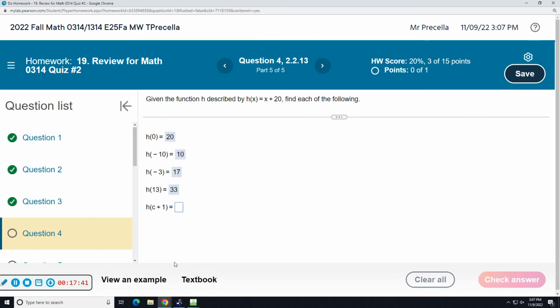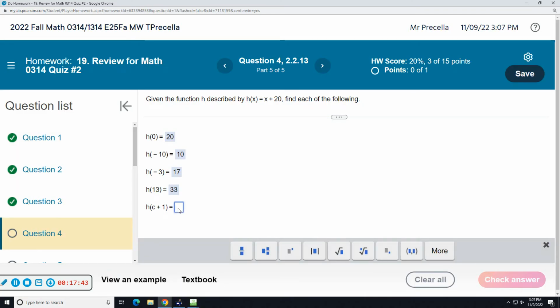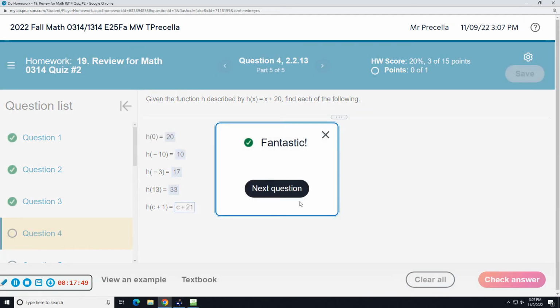Whatever's in the parentheses, that's what you replace the variable with. If there's more than one variable, you replace every variable in the problem with whatever's in the parentheses.